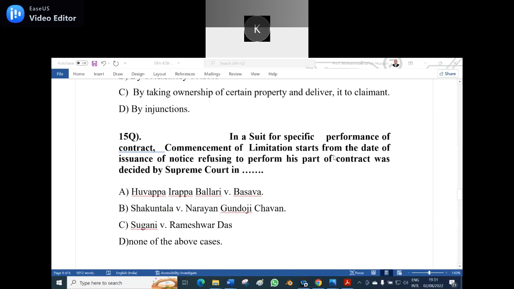In a suit for specific performance of contract, commencement of limitation starts from the date of issuance of notice refusing to perform its part of the contract. This was decided by the Supreme Court in dash. Option A, Huappa Irappa Ballari versus Basava. Option B, Shakuntala versus Narayan Gundoji Chavan. Option C, Sugani versus Rameshwar Das. Option D, none of the above cases. Option B. Yes, option B is the right answer: Shakuntala versus Narayan Gundoji Chavan.